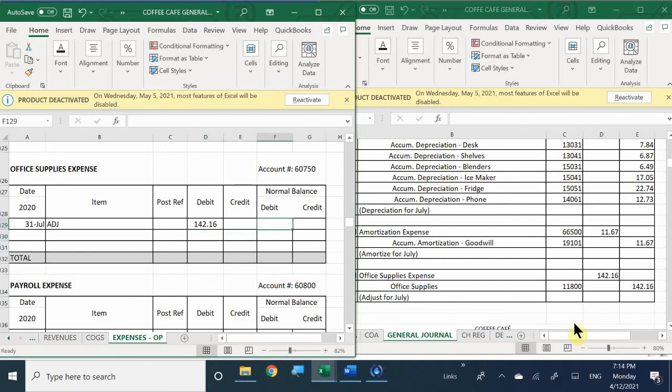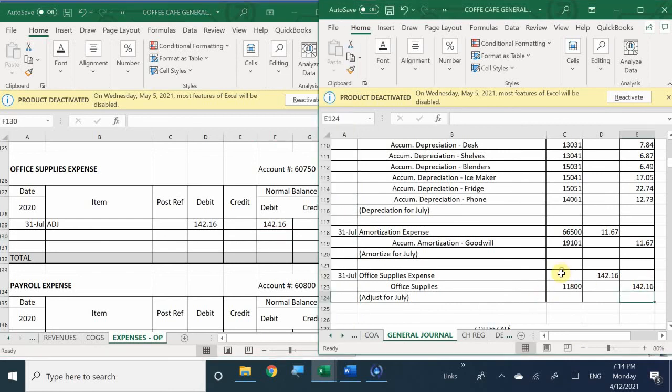142.16. Okay, and this account number is 6750. All right, there we have it. Now we reach the end of this journal.